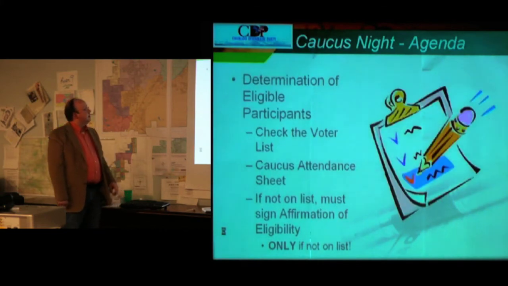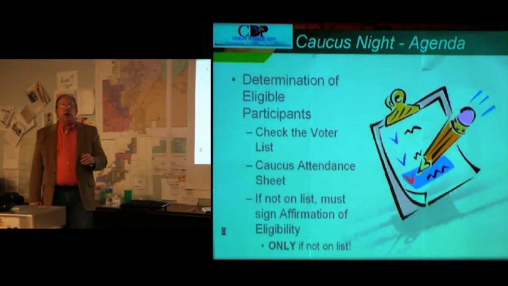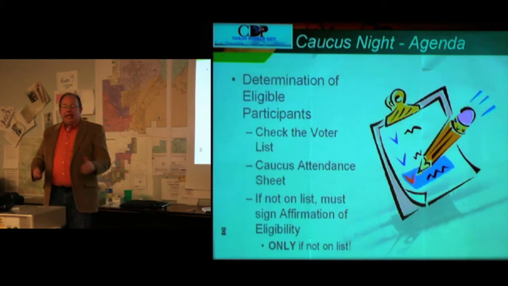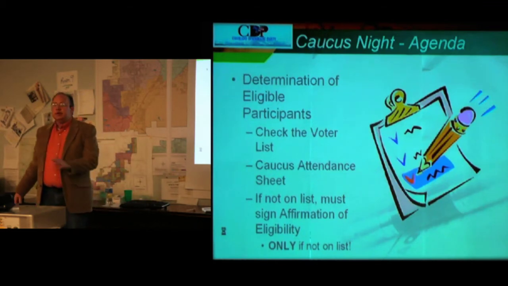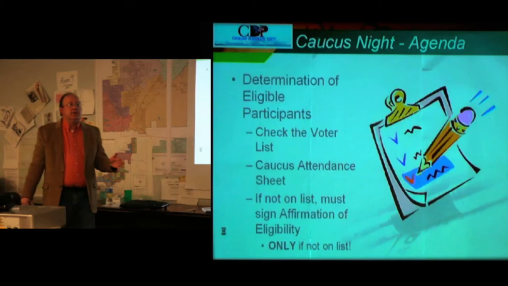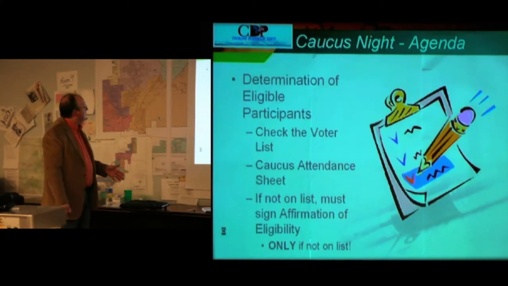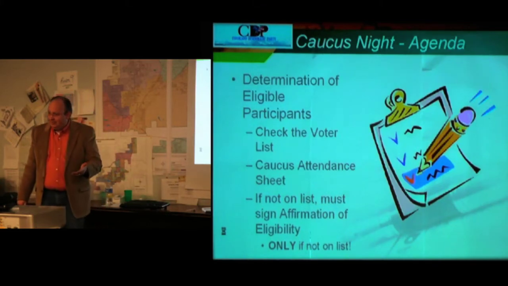So let's talk about the agenda. The first thing on the agenda is determining who actually is eligible to participate. Anyone can come to a caucus. Someone who lives in Maine and is here visiting Aunt Nellie can come to caucus, but they just can't vote.